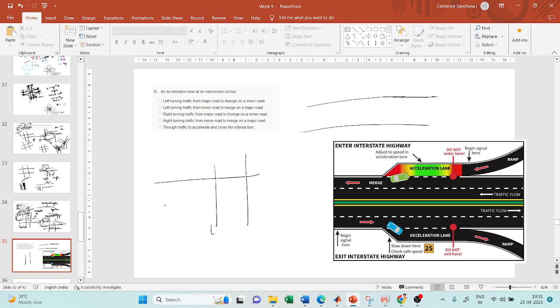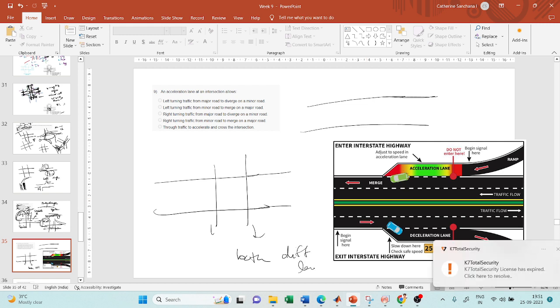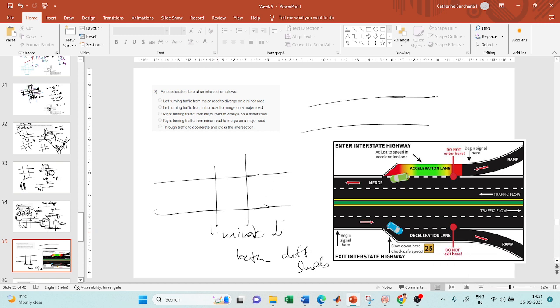So this is one roadway. This is another roadway. Both are at different levels. This is a minor road with a lesser speed, and this is a major road. Both can be at the same level or different level, but just imagine that both of them have different levels of importance. One is a minor road and the other is a major road.